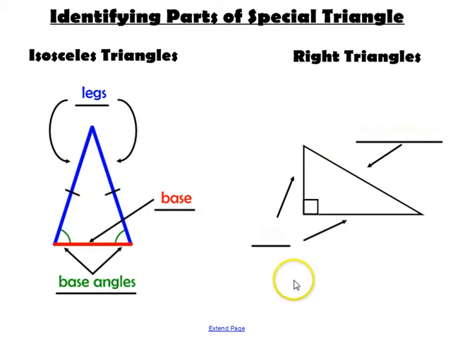In a right triangle, the two sides that create the right angle are called the legs of the triangle. And that third side, which is opposite from the right angle, is called the hypotenuse. Make sure that you know these terms because we're going to use them a lot.